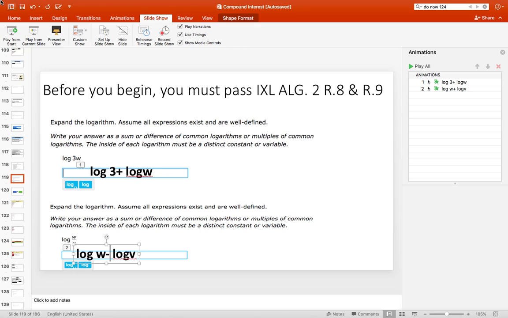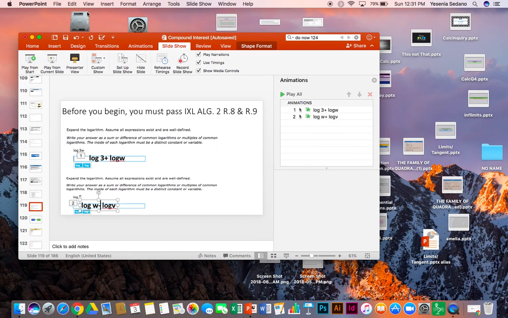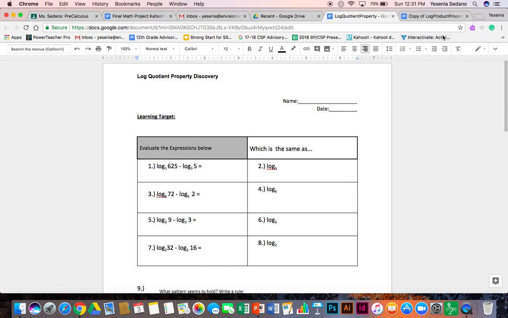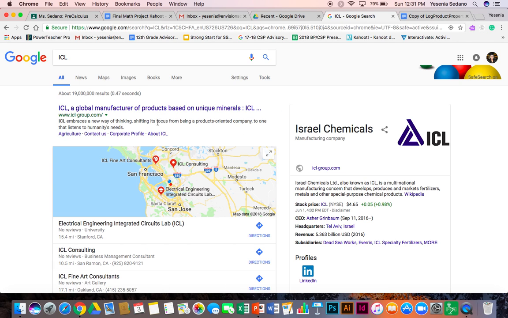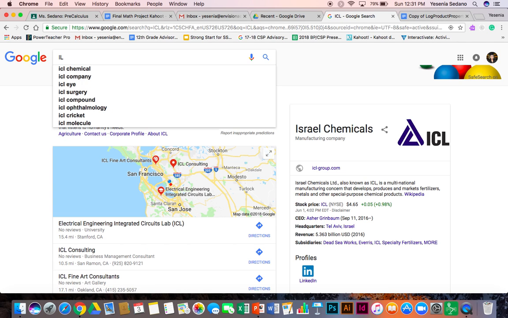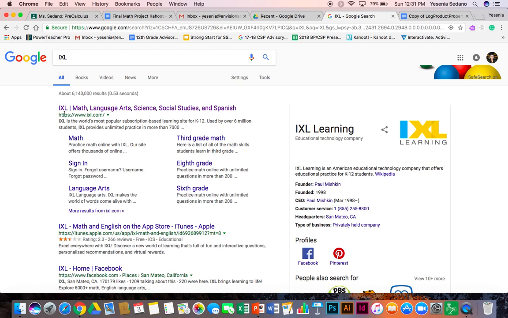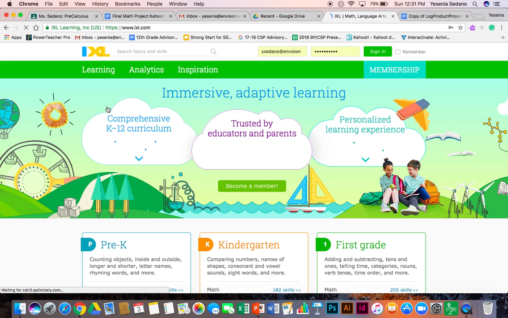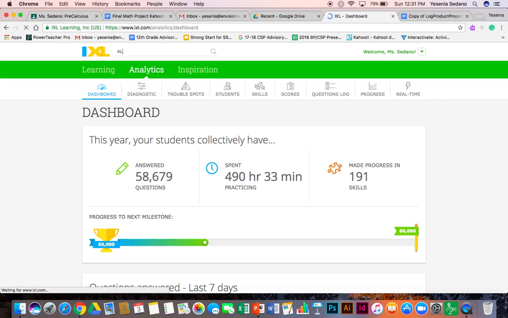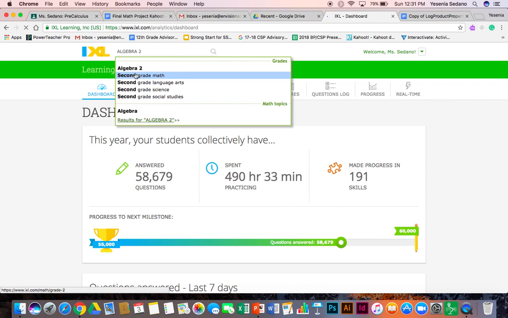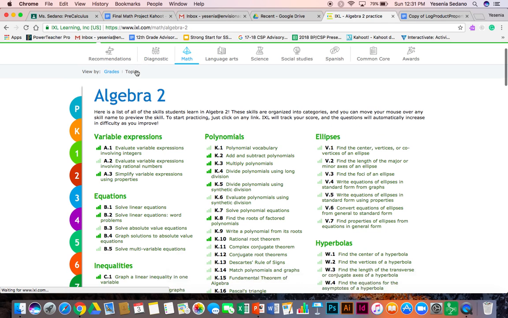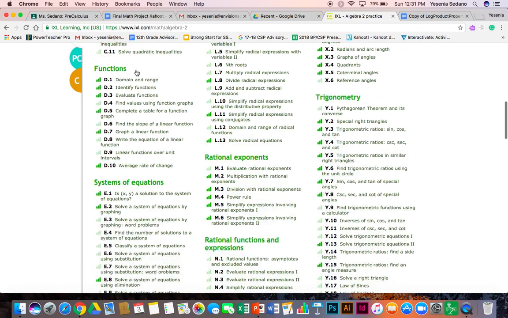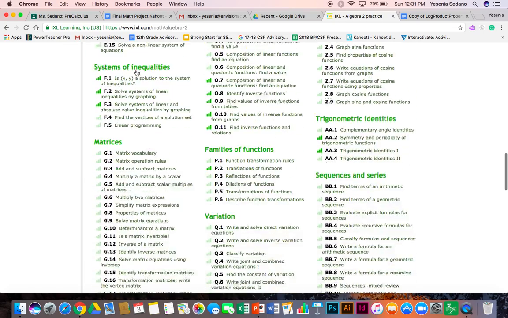Okay, so let me go ahead and just walk you through some of R.8. So I'm going to go to IXL. And again, remember, you're going to have to pass this IXL in order to begin the final. Let's sign in. We go to Algebra 2, and we're looking for R.8 and also R.9.